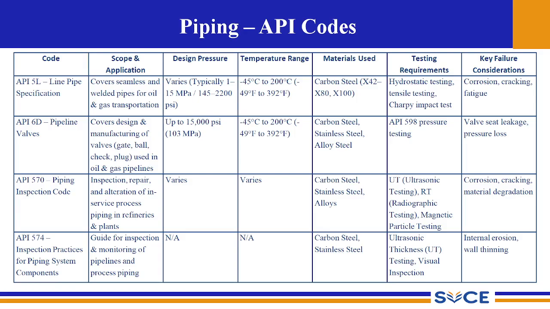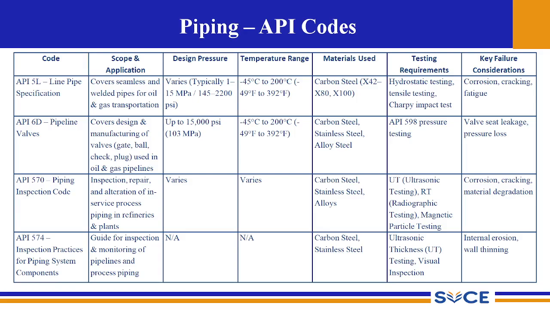Then API 570 piping inspection code, here it is giving us the scope of inspection, repair and alteration in in-service process piping in refineries and plants. Here the design pressure varies and the temperature range also varies. The materials that are commonly used are carbon steel, stainless steel, alloys, and the testing requirements are ultrasonic testing and radiographic testing and the magnetic particle testing. This code considers corrosion, cracking and material degradation failures.